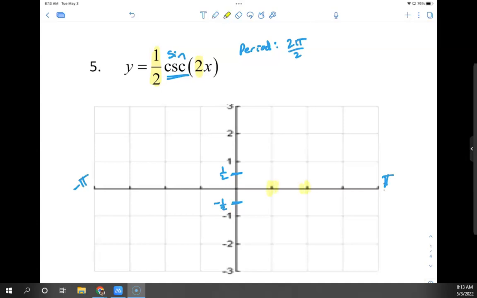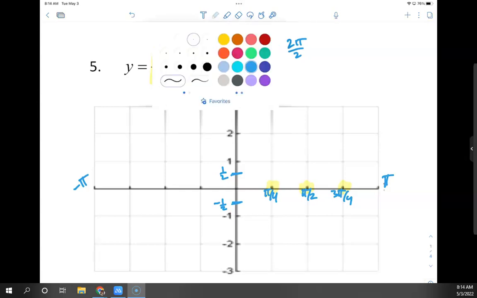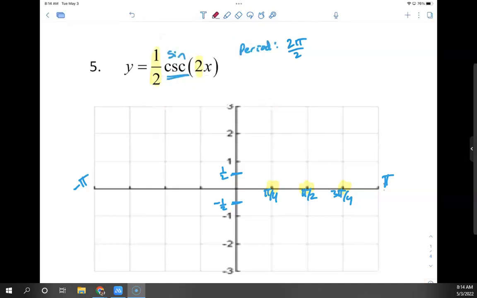And then if I want to get through here, it's going to be pi over 4, 2 pi over 4, 3 pi over 4. This one doesn't have any shifting or anything, so that's good. But this one is a sine graph, and so I say sine starts at 0, goes to A. So it starts at 0, goes to A.